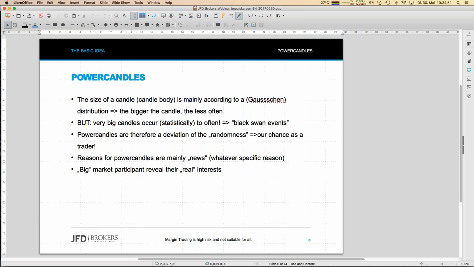But the good thing about power candles is that the big market participants, so the real big money, and I'm now not talking about our trades as being private traders, maybe trading 0.01 lot, maybe trading 0.1 lot, maybe even trading 1 lot, or even 10 lots. That's still nothing. So I'm now talking about the real big money. When you have to place orders with thousands of lots. Those big market participants reveal their real interests about prices on the forex market or on other markets. So you will see, along with power candles, normally the volume goes up.